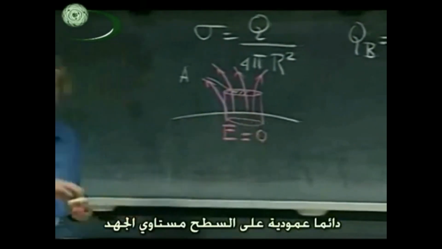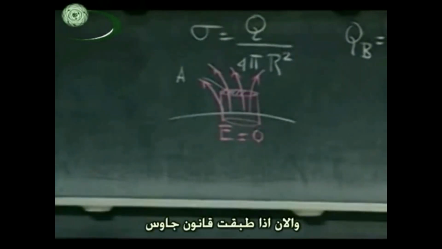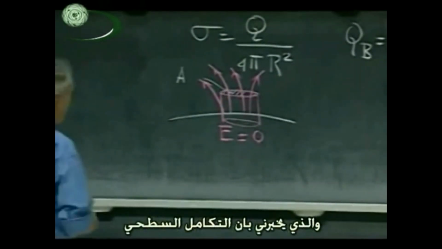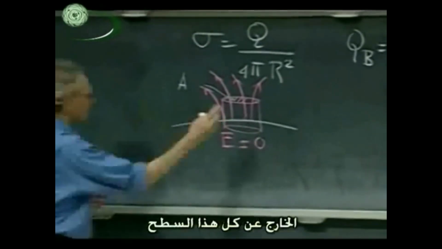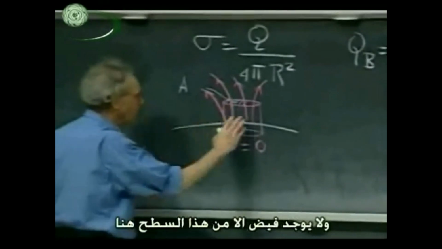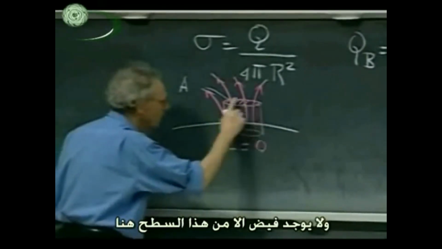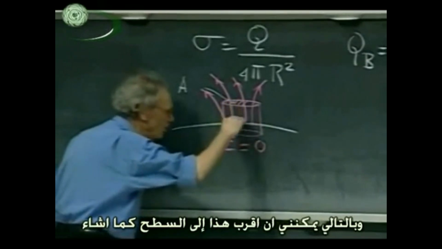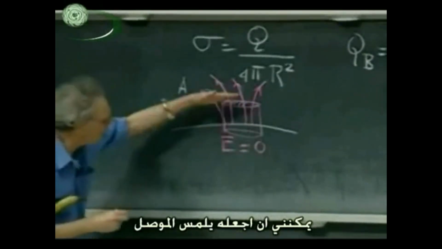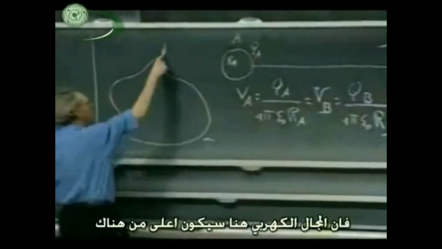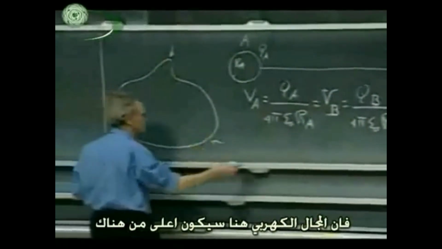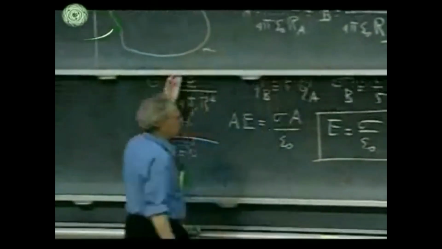always perpendicular to the equipotential. So now I apply Gauss's law, which tells me about the surface integral of the electric flux through this whole surface. Well, there's only flux coming out of this surface here. I can bring that surface as close to the surface as I want to. I can almost make it touch. And since the surface charge density is going to be the highest here, even though the whole thing is an equipotential, the electric field will also be higher here than it will be there.